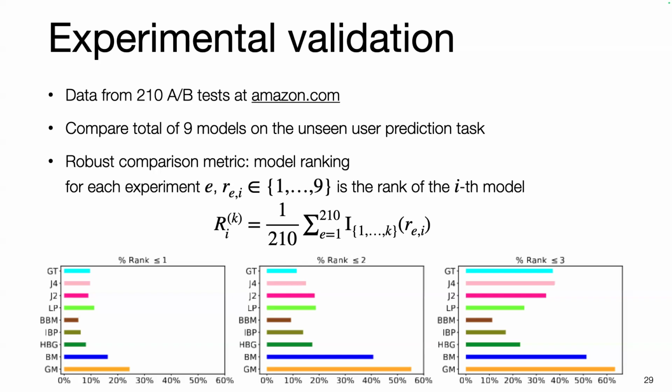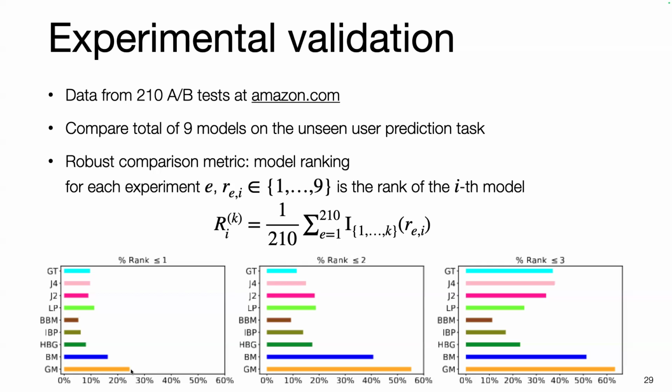I won't go into the details of all the competitor models, but basically here IBP is a slight modification of the Indian buffet process based on the 3-parameter beta process originally proposed by Teh and Görür, while HBG is another Bayesian model that is the one currently employed by this company. BM is our Bernoulli model that models the full binary matrix, while GM is the geometric model, also developed by us, that models only the first triggering time.